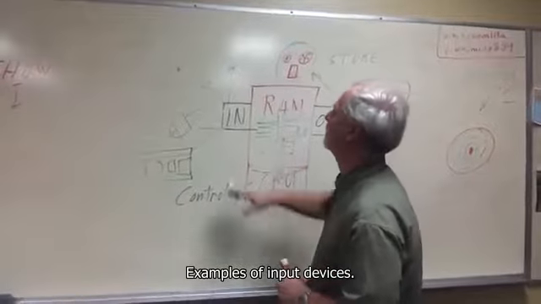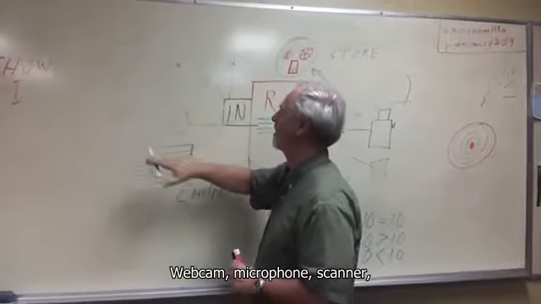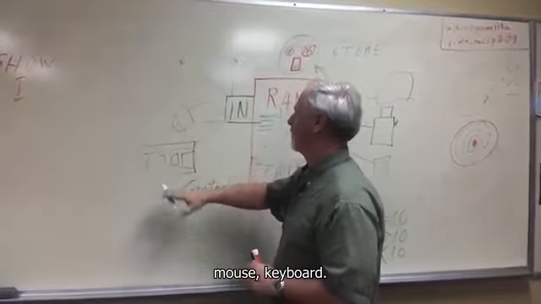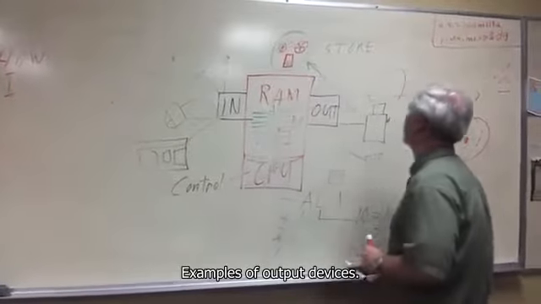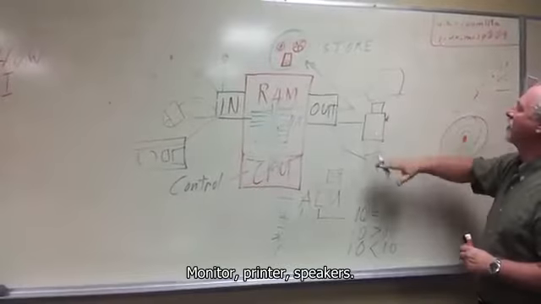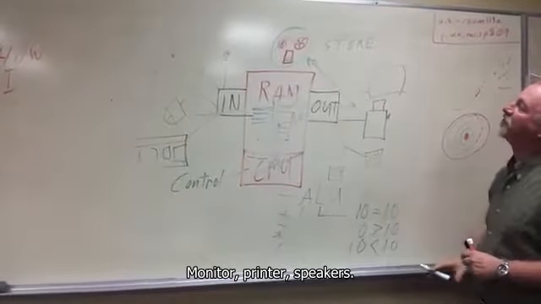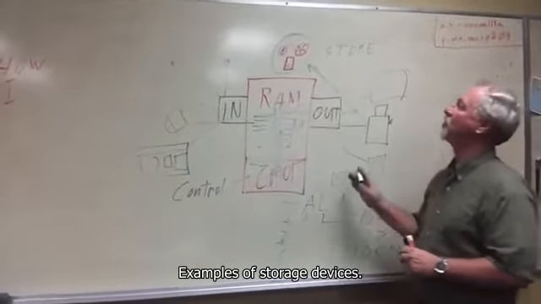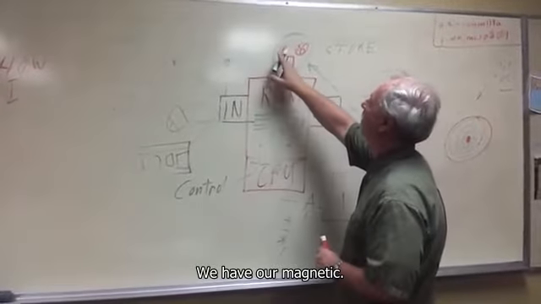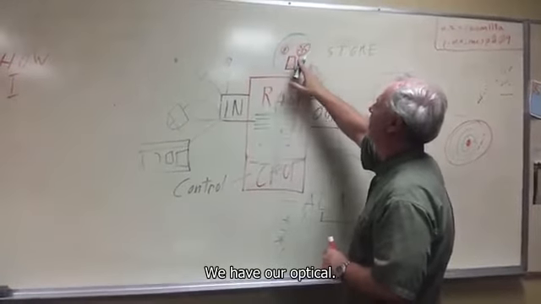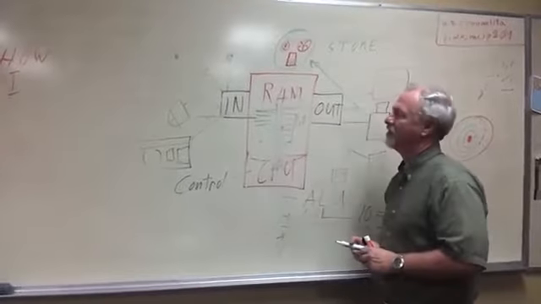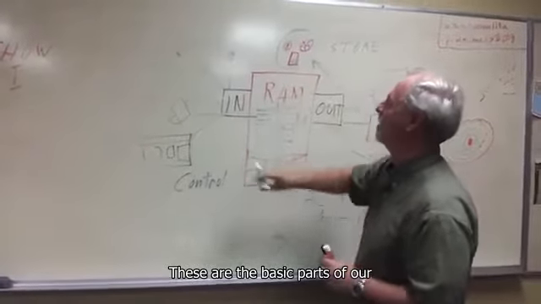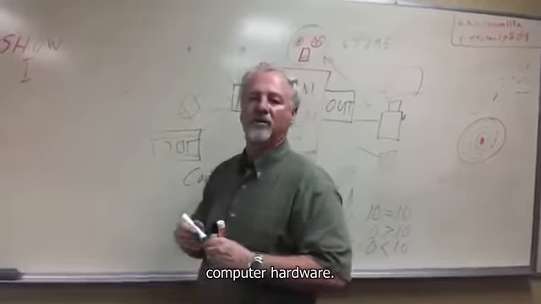Examples of input devices: webcam, microphone, scanner, mouse, keyboard. Examples of output devices: monitor, printer, speakers. Examples of storage devices: we have our magnetic, we have our optical, and our solid state. These are the basic parts of our computer hardware.